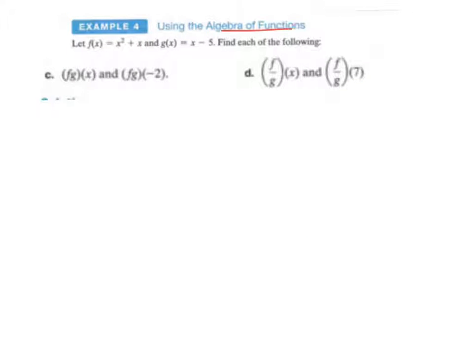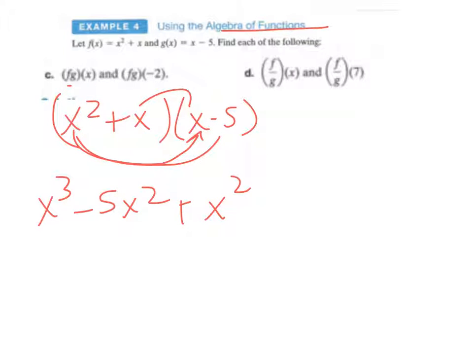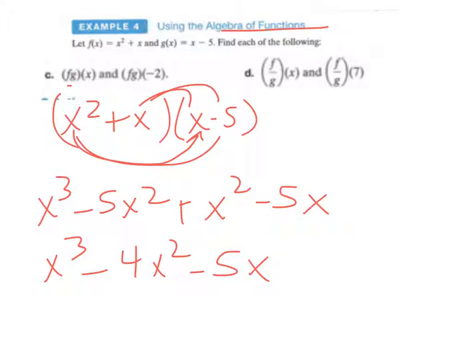Continuing with our algebra of functions, in this case we're going to multiply the two functions. So I multiply x squared plus x, the f function, times the g function, which is x minus 5, and I end up with FOIL. I do my x squared times x, which is x cubed, my x squared times the minus 5, which is minus 5x squared. My x times my x would be plus x squared, and x times minus 5 would be minus 5x. And so if I do the math, this will be x cubed minus 4x squared minus 5x. So that's what the function is multiplied.